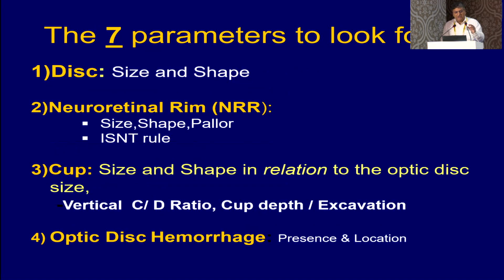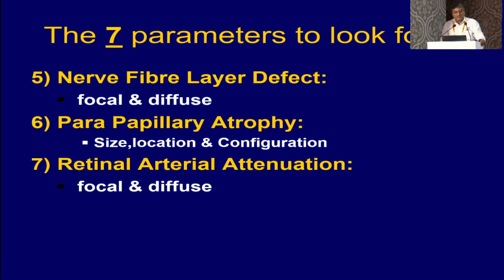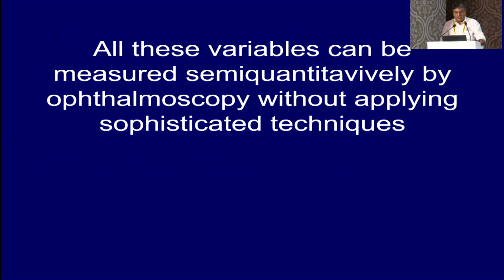So different things which have to be seen while evaluating the optic disc are the optic disc size and shape, the status of the neuroretinal rim, the status of the optic cup, whether there is any optic disc hemorrhage or not, whether there is any nerve fiber layer defect or not, and what is the status of the parapapillary region and retinal arteries. All these variables can be measured semi-quantitatively by ophthalmoscopy without applying sophisticated techniques. So we will be discussing all these variables one by one.